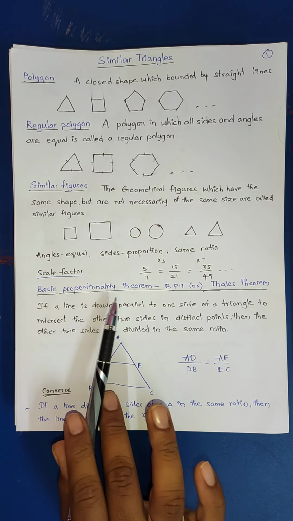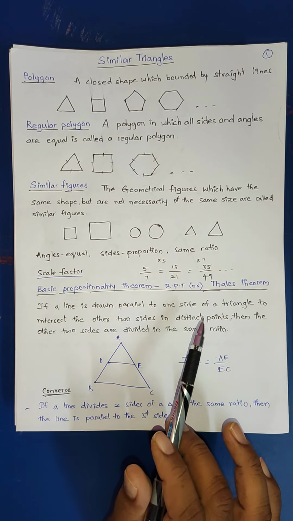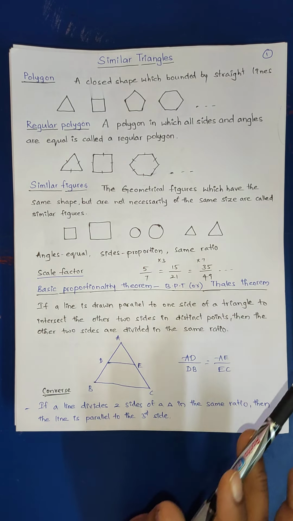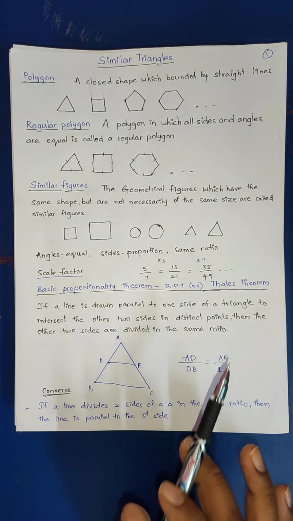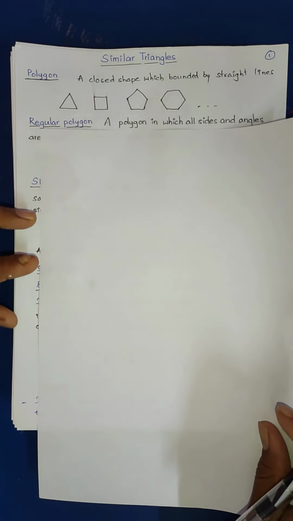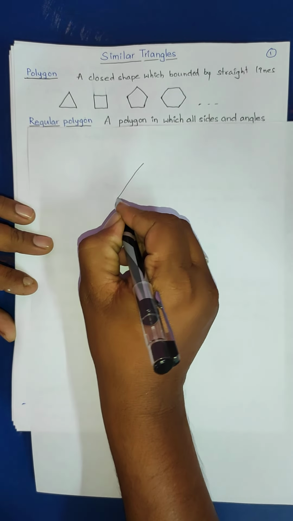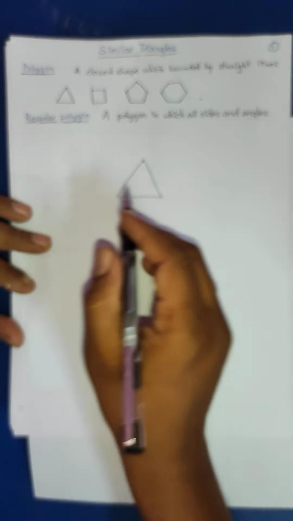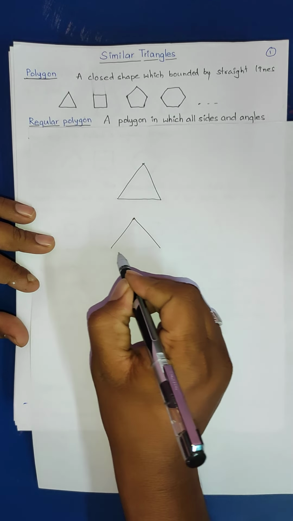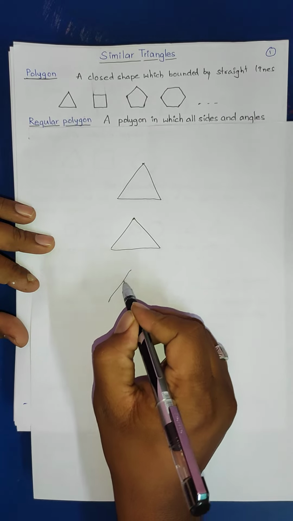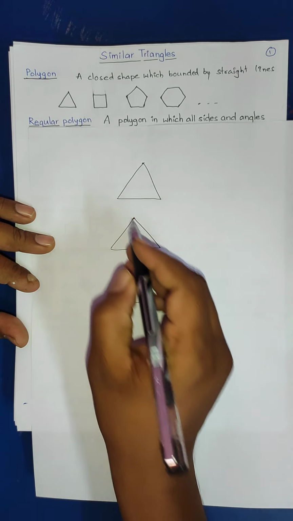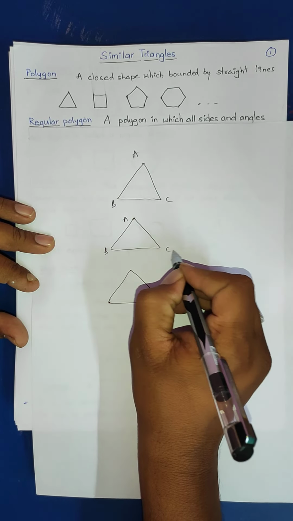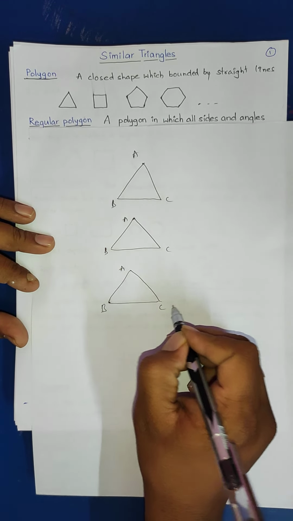Now basic proportionality theorem. Another name for the basic proportionality theorem is Thales theorem. What is the basic proportionality theorem? Look, this is a triangle. This one also a triangle. This one also a triangle. A, B, C, A, B, C, A, B, C.